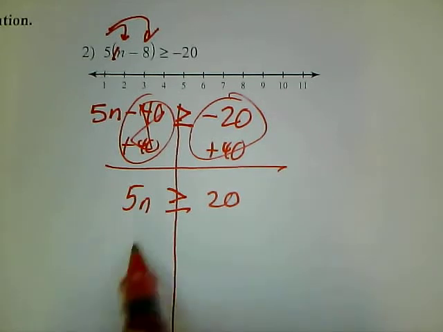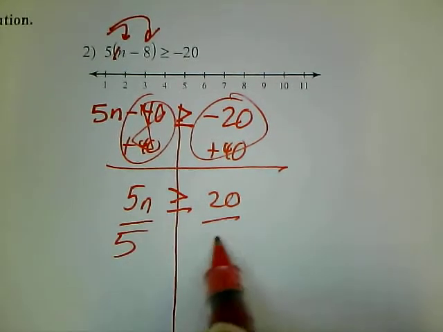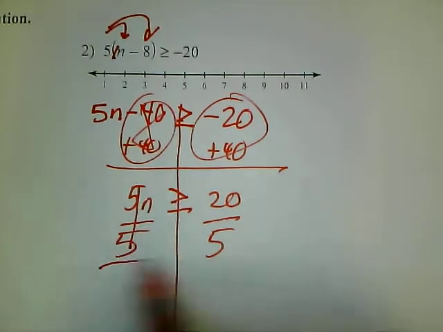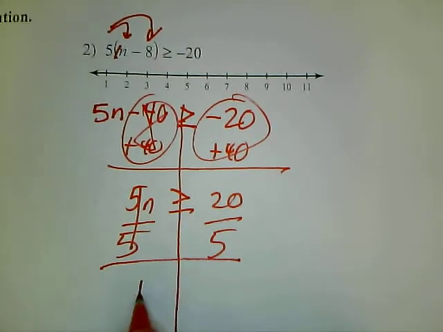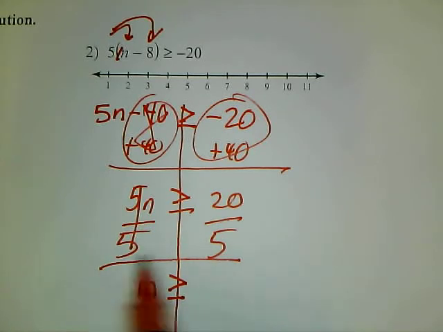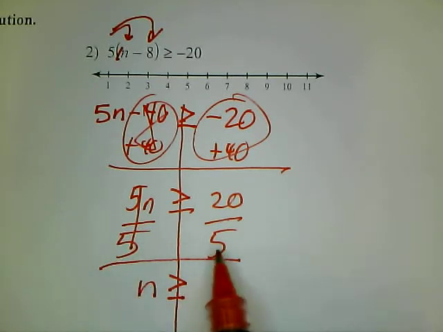And our final step is that division part. We're going to divide by the number in front of the variable, which is 5. Our opposite operations are gone. We're left with n. We do not need to flip the sign because the 5 on the bottom is not negative. 20 divided by 5 is 4.